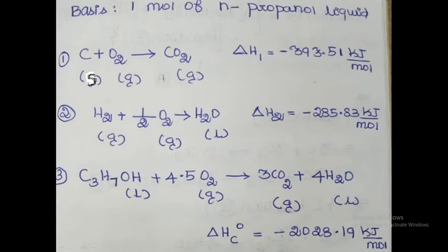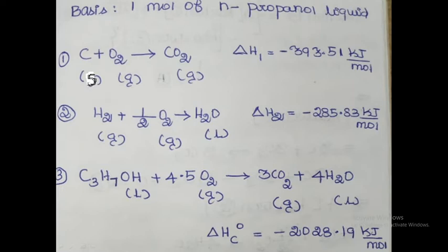Procedure for solving Hess law problem. Step 1. Based on given data, you should write the stoichiometric chemical reaction. So what data are given? First one, standard heat of formation of carbon dioxide. Based on the given data, we should write the stoichiometric chemical reaction: C plus O2 gives CO2. So this is a formation reaction. Carbon in the state of solid, oxygen in the state of gas, carbon dioxide in the state of gas. Formation value delta H1 is equal to minus 393.51 kilojoule per mole. This is given data.